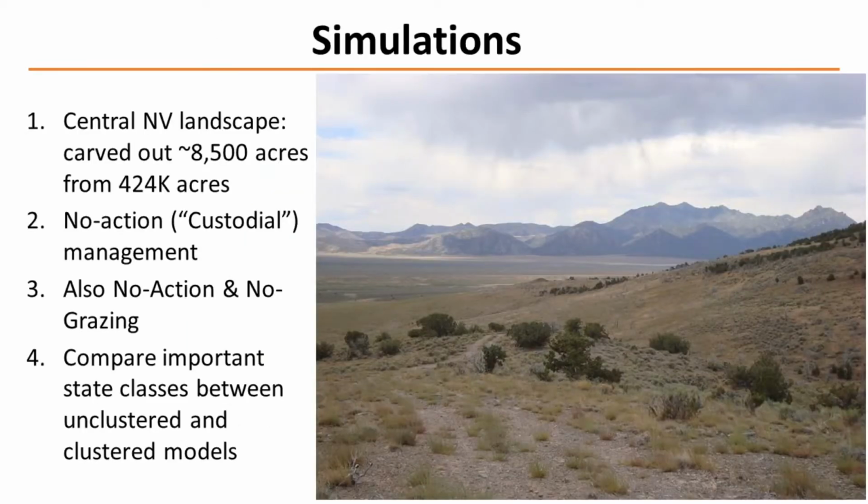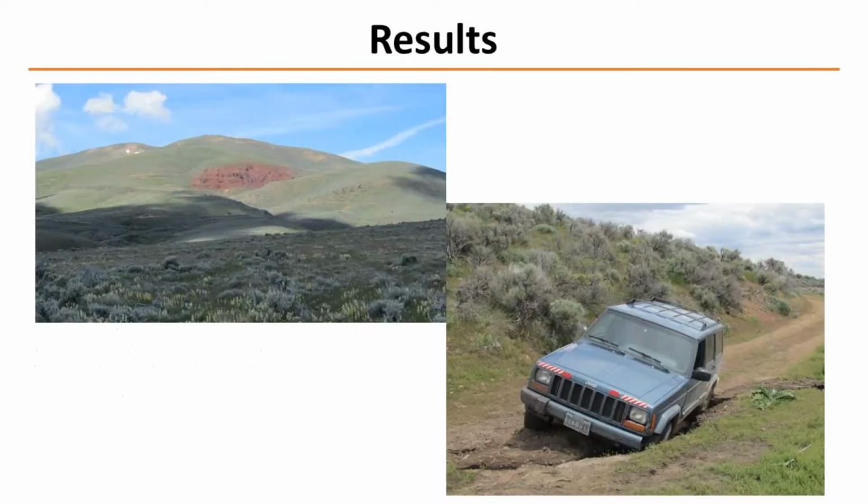So I did these simulations. We took a Great Basin landscape we did for the Barrick Gold project. I took 8,500 acres out of it, did these scenarios with action, no action, custodial, and I could compare between the classes. So I'm going to go fast on this. We went out of our way to give you results. But this is actually what the landscape looks like. This is an old iron ore mine in that area.